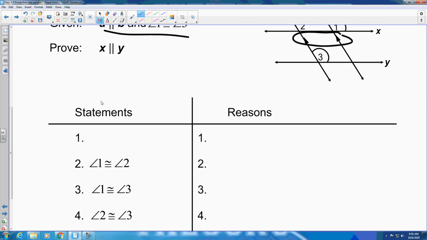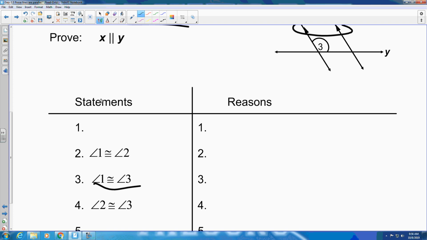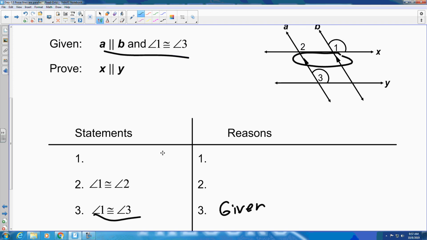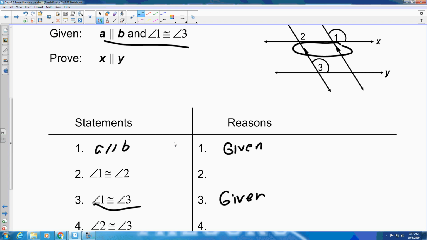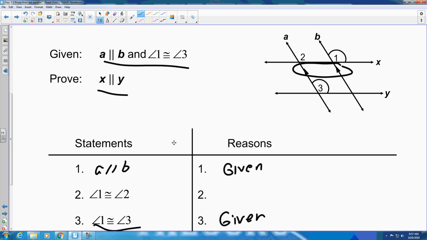So if you look here, you notice that angle 1 is equal to angle 3 is statement 3, so that's a given because that was given to us. And statement 1 is going to be A is parallel to B. That is also given. All right, so at the end of it, we have to prove that line X is parallel to line Y.